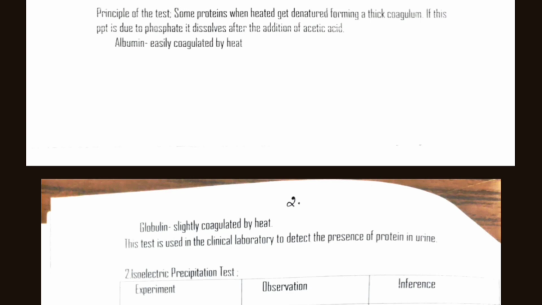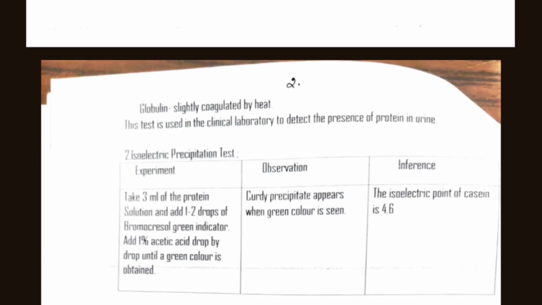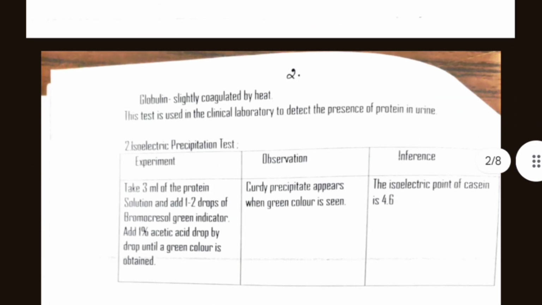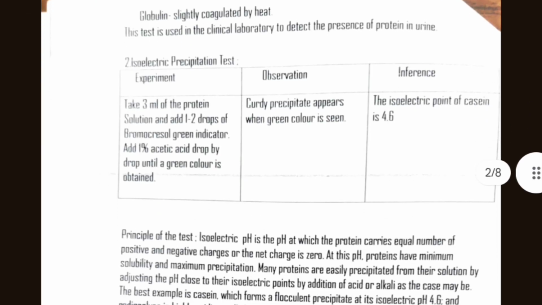If this precipitate is due to phosphate, it dissolves after the addition of acetic acid. Albumin is easily coagulated by heat. Globulin is lightly coagulated by heat. This test is used in the clinical laboratory to detect the presence of protein in urine, in case of proteinuria and all. Then isoelectric precipitation test.